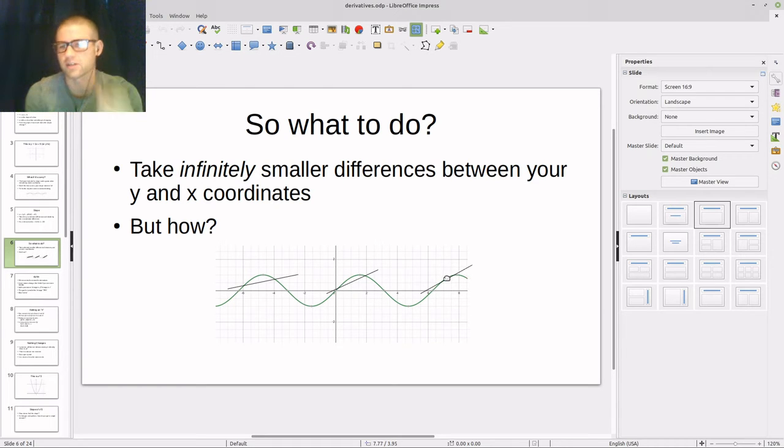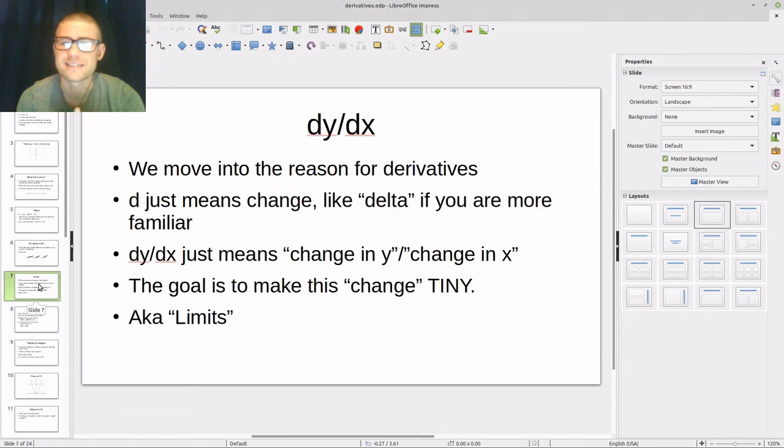If I move them even closer, I have an even more accurate of a slope. So it starts getting more accurate the closer I put these points together. But the thing I need to do is get these infinitely close. I need to get them as close as I possibly can together. And then the question is, well, how the heck do I do that? So that's where dy dx comes in, or basically kind of the core of derivatives.